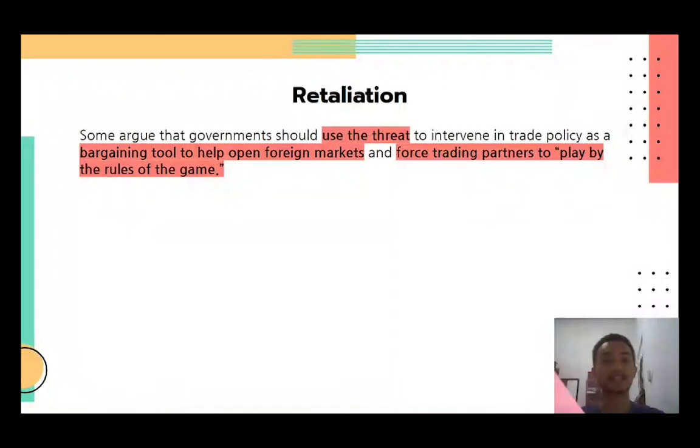Okay, the next political argument is retaliation. Some argue that government should use the threat to intervene in trade policy as a bargaining tool to open foreign markets and force trading partners to play by the rules of the game. One example is the US government used the threat of punitive trade sanctions to try to get the Chinese government to enforce its intellectual property laws.